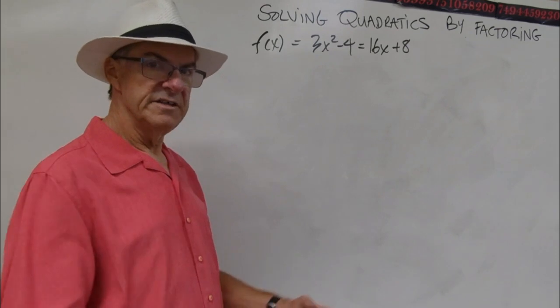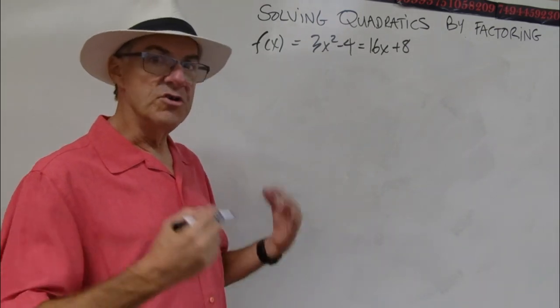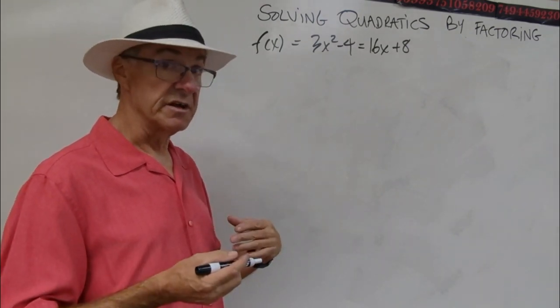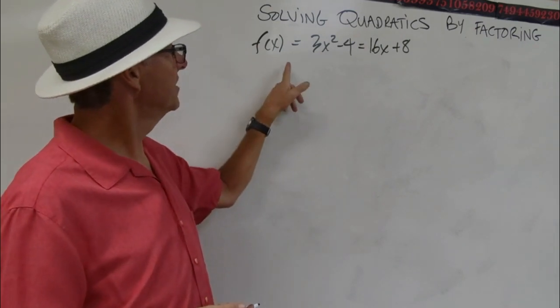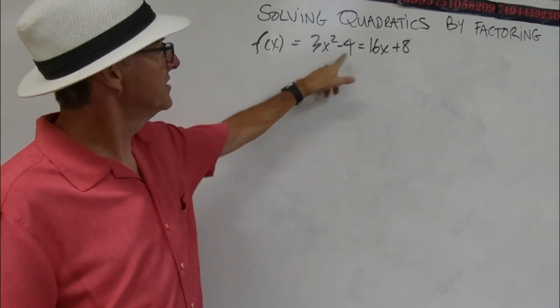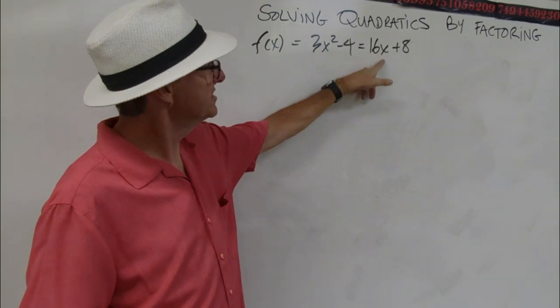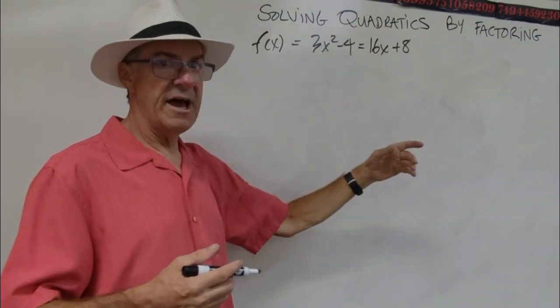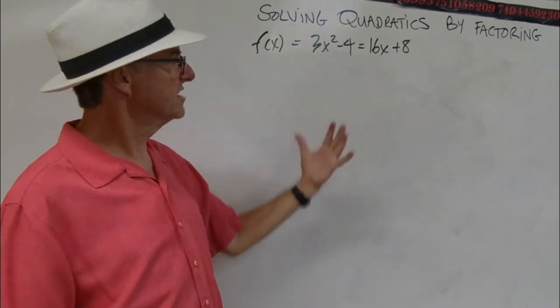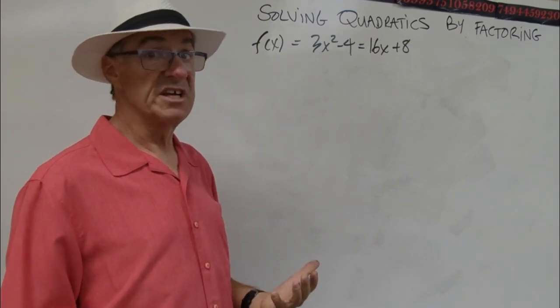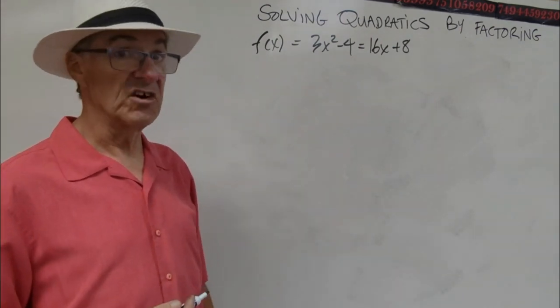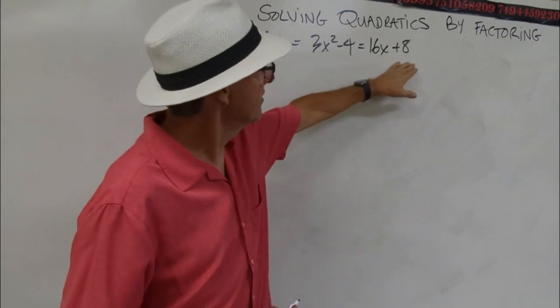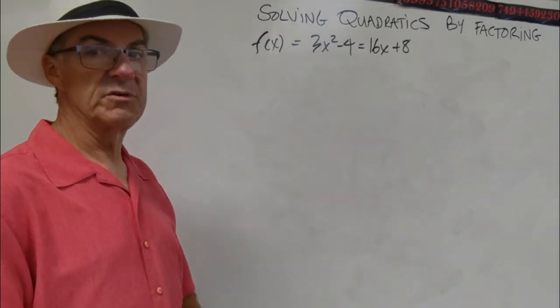All right, let's mix it up a little bit. No new techniques, but a different starting point. So check our function out here. f of x is 3x squared minus 4 equals 16x plus 8. So now I have a function that actually doesn't have one side set to 0. So I need to do that first. So what I'm going to do is rearrange this function so one side's set equal to 0.